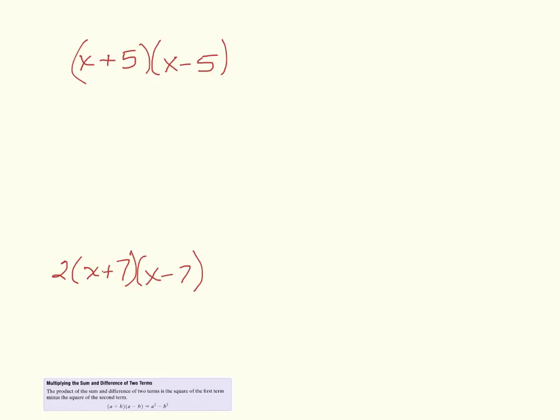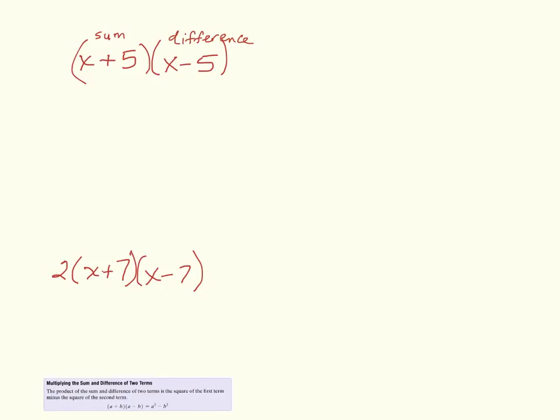What do you notice about those two binomials? What you should notice is that if it wasn't for the difference in the signs, they would be exactly the same. We have x plus 5 times x minus 5. So what we have is the sum of two terms times the difference of the exact same two terms. The sum times the difference of the same terms.